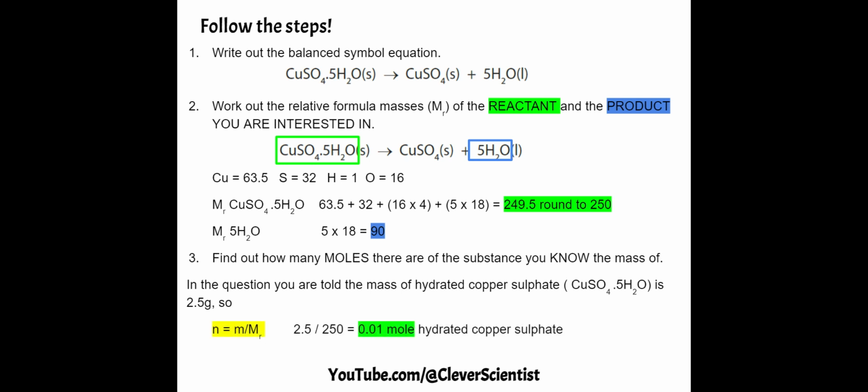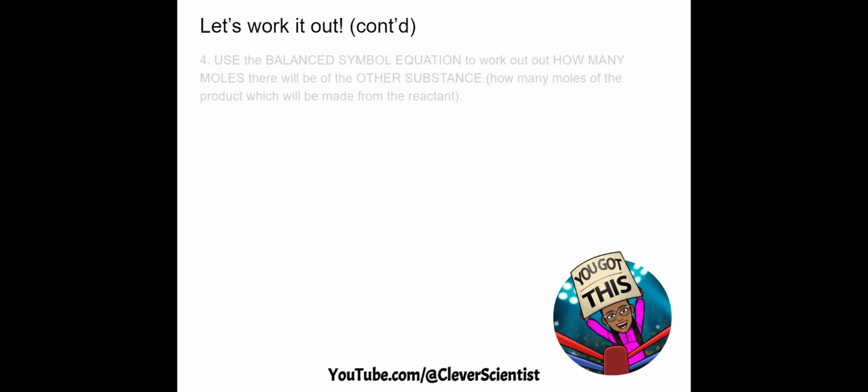So in the question, you're told that the mass of the hydrated copper sulfate is 2.5 grams. So all you do is pop 2.5 grams and the formula mass of hydrated copper sulfate that you've just worked out into the moles formula. And then you can work out how many moles of hydrated copper sulfate you have. And as you can see in the example, we've worked out that the answer to this is 0.01 moles.